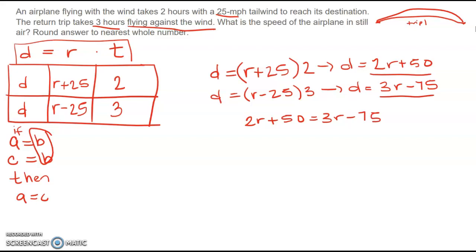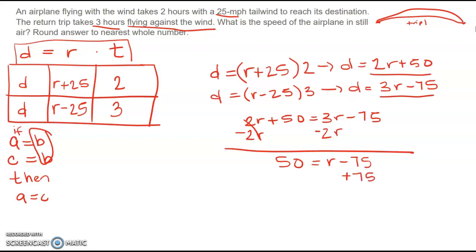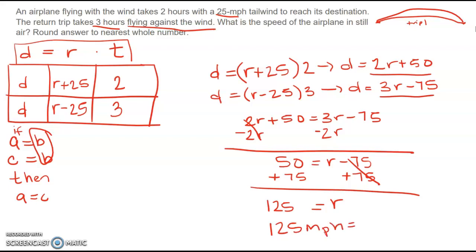And let's go ahead and solve this. First, I'm going to get the variable terms on the same side. So subtract 2R from both sides. I'm left with a positive 50 equals R minus 75. You could say 1R, but I'll just put R. Solve for R by adding 75 to each side. Those cancel, so I end up with R equals 125. So that tells me the plane goes 125 miles per hour. So that's this plane speed.